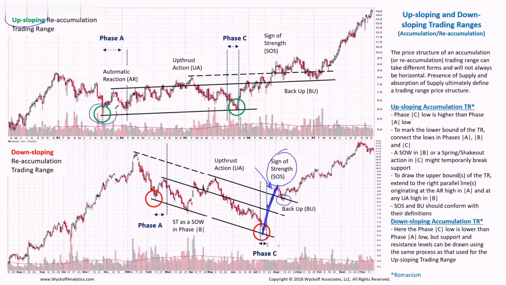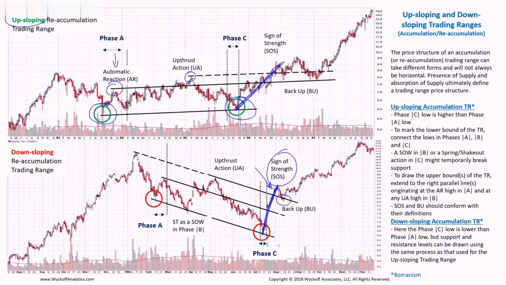We would take the low in phase A, connect it either to the low in phase B or phase C, in this case, phase C, and then use the parallel lines that we could project from the automatic reaction and the upthrust action.